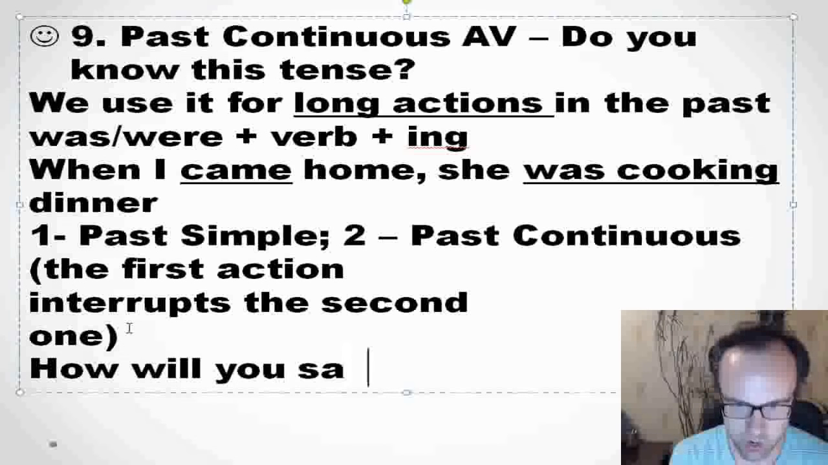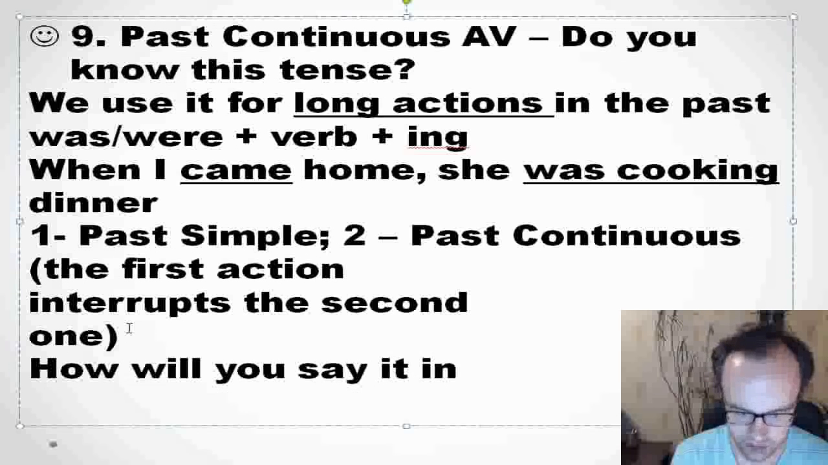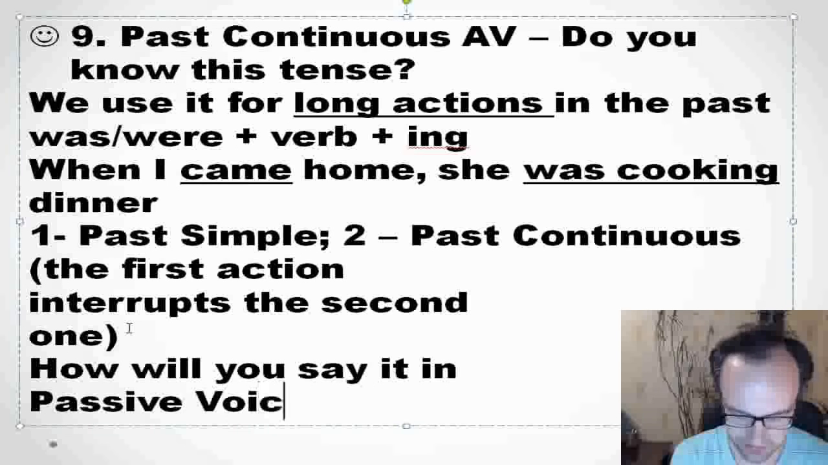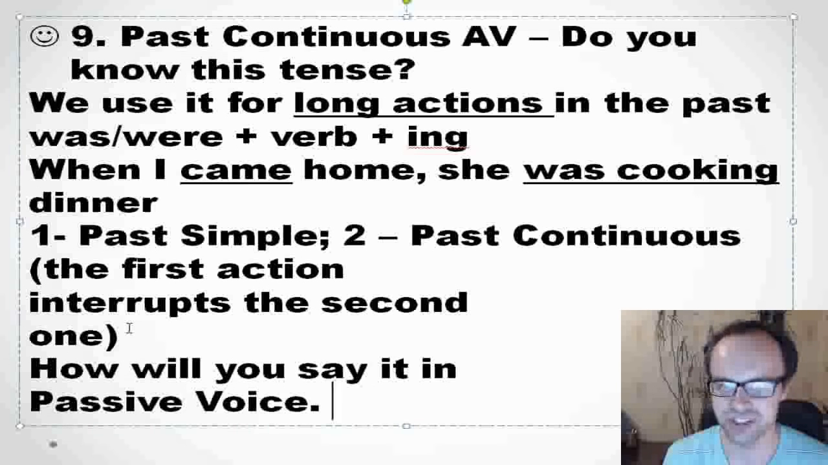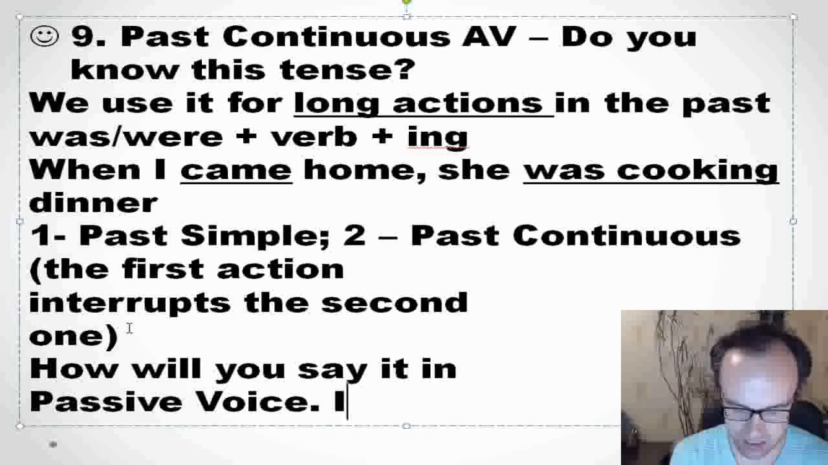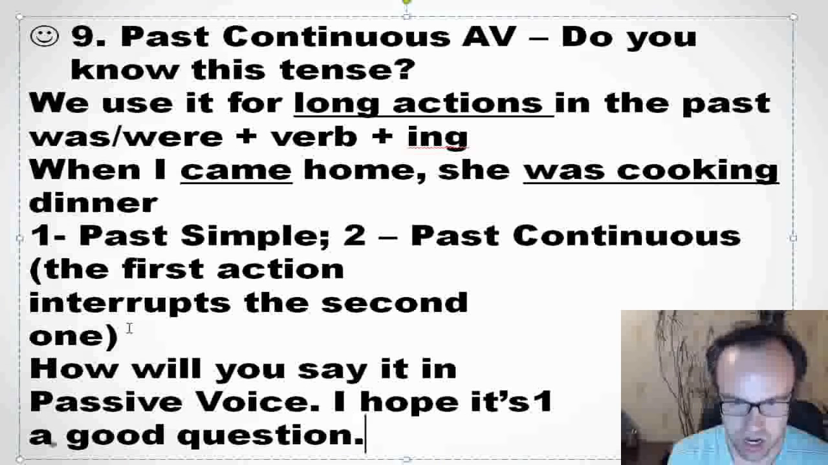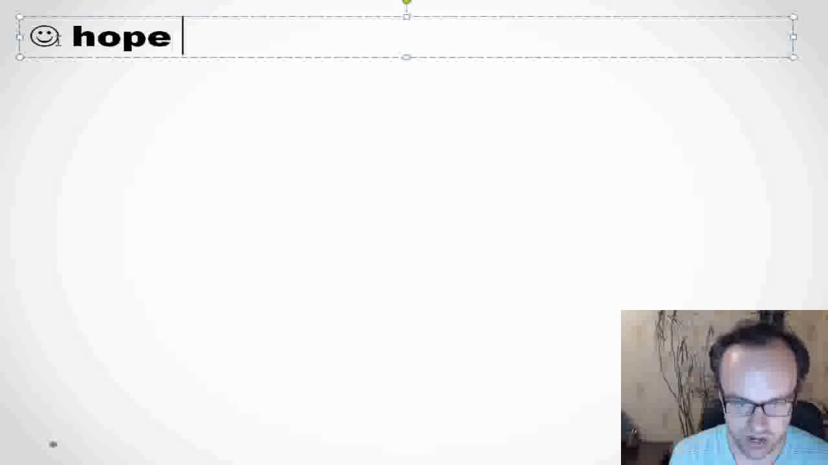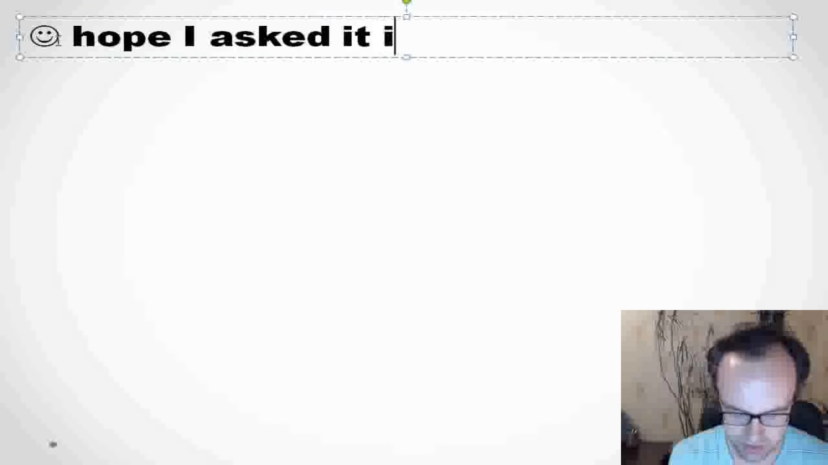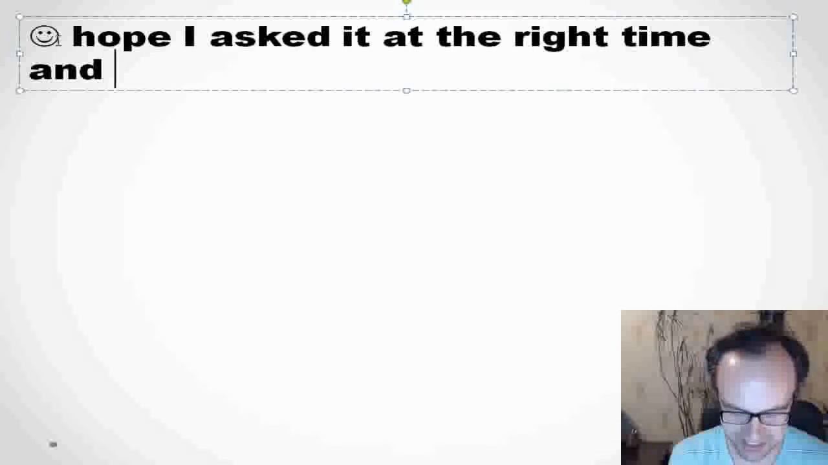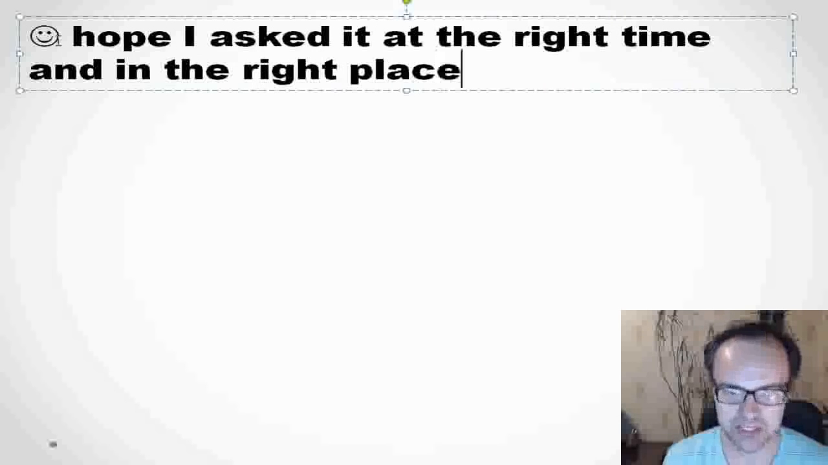How will you say it in passive voice? I hope it's a good question. Really, I asked it at the right time and in the right place. I hope it's a good question. I also hope I asked it at the right time and in the right place, okay?